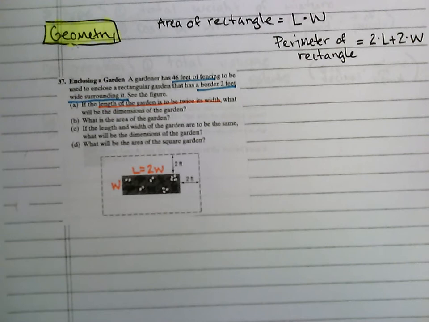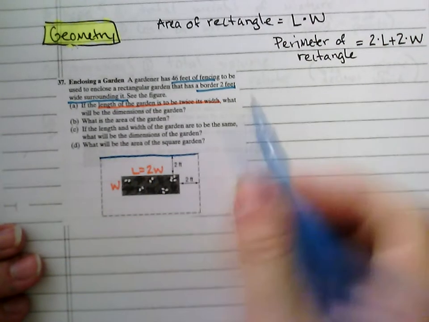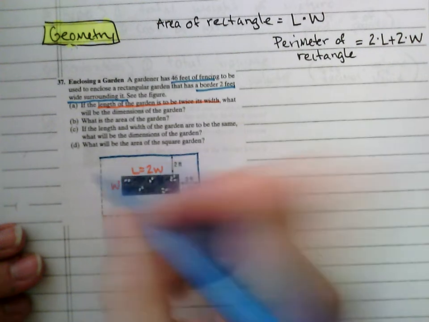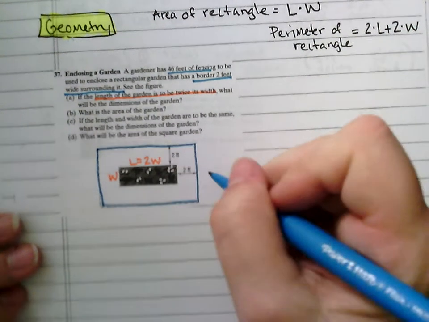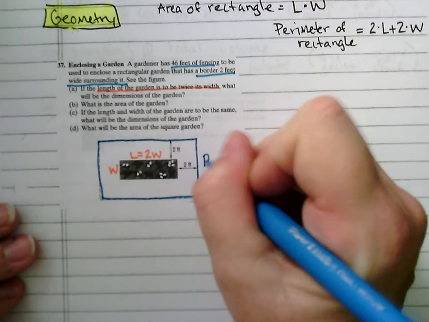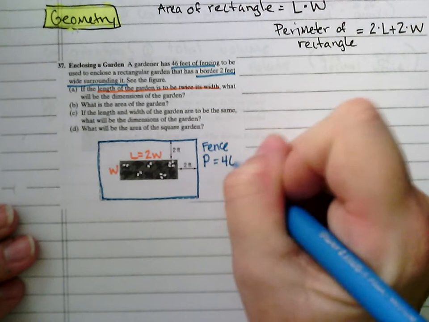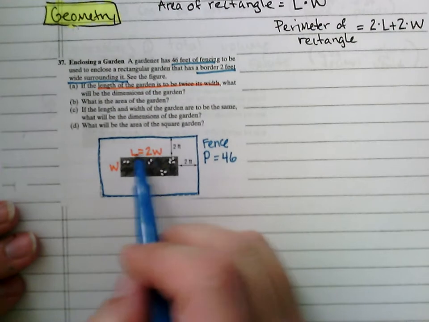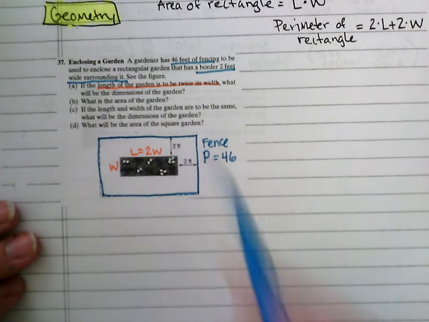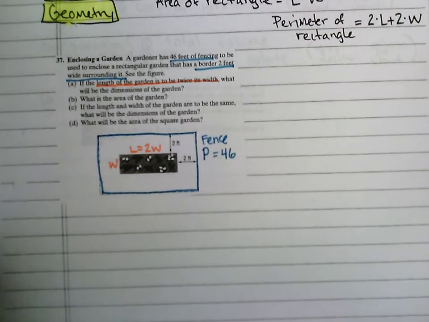We're supposed to figure out the dimensions of the garden. Well, the gardener has that 46 feet of fencing. So this is actually the fencing that the gardener has 46 feet of. So the perimeter of fencing is 46 feet. But we're given 2W and W, like the perimeter of the garden, not the perimeter of the fence.